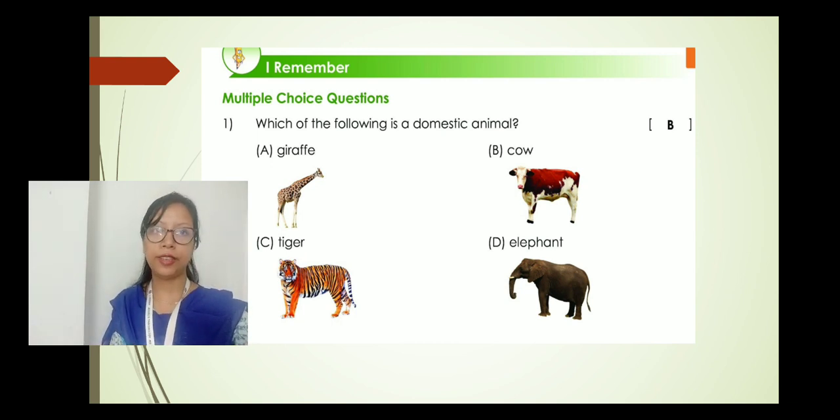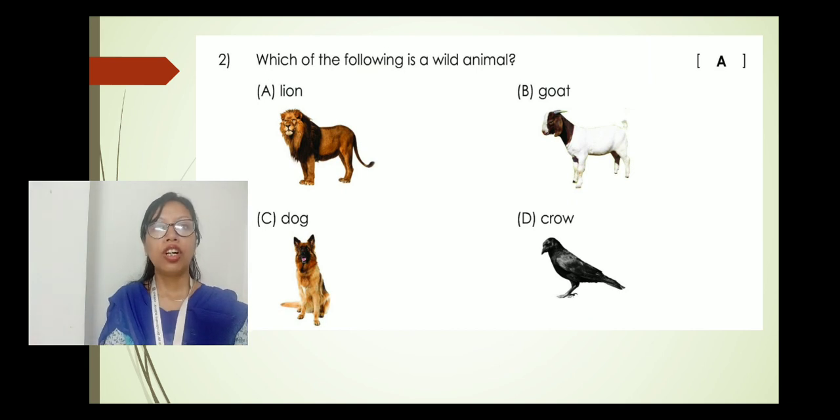of it. Then we have the second question, which of the following is a wild animal? Lion, goat, dog, crow. Now if we talk about goat, dog and crow, we have to take care of them, right? Lion is a wild animal. It stays in the jungle or forest, and it finds its own food, own shelter, and takes care of its own. Therefore, the answer is lion.